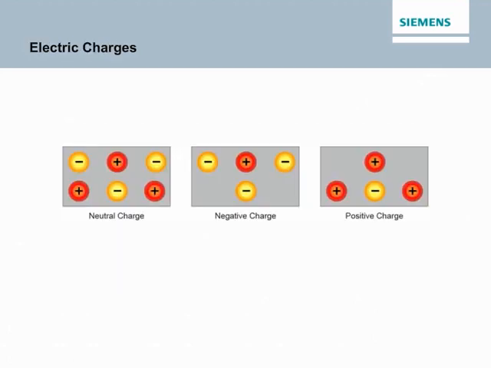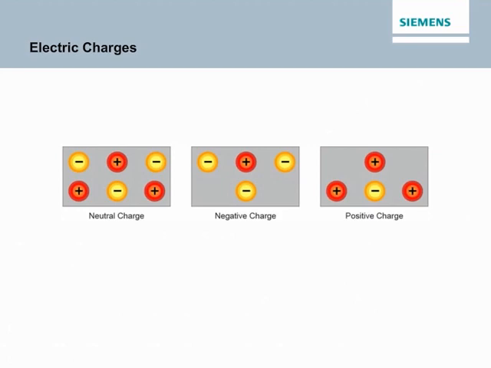Elements are defined by the number of electrons in orbit around the nucleus of an atom and by the number of protons in the nucleus. A hydrogen atom, for example, has only 1 electron and 1 proton. An aluminum atom has 13 electrons and 13 protons. An atom with an equal number of electrons and protons is said to be electrically neutral.